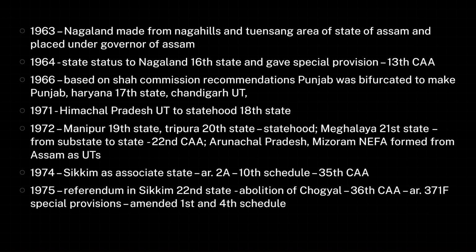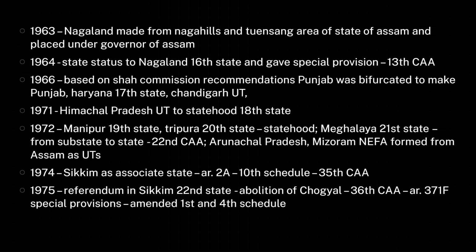In 1964, Nagaland was awarded the state status as the 16th state and it was given special provisions under the 13th Constitutional Amendment Act. In 1966, based on Shah Commission recommendations, Punjab was bifurcated to make Punjab Haryana the 17th state and Chandigarh a UT. In 1971, Himachal Pradesh was given statehood and made the 18th state.